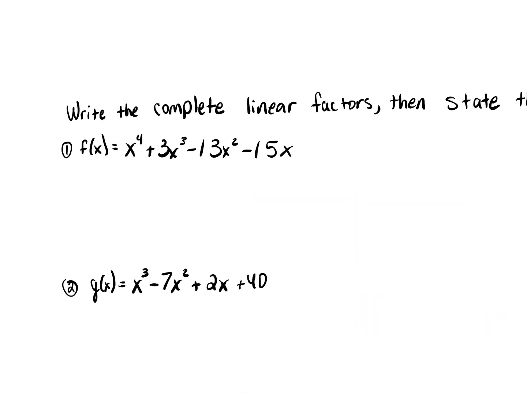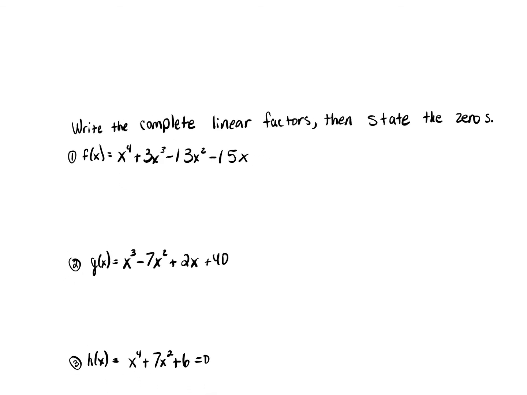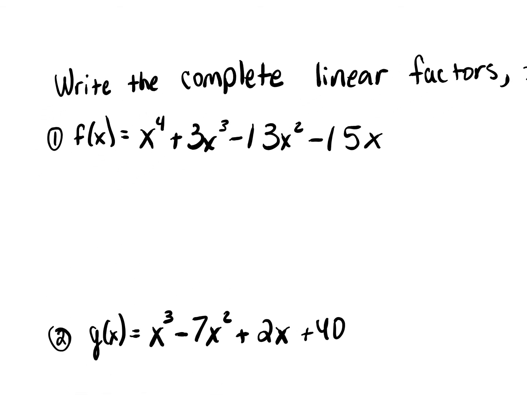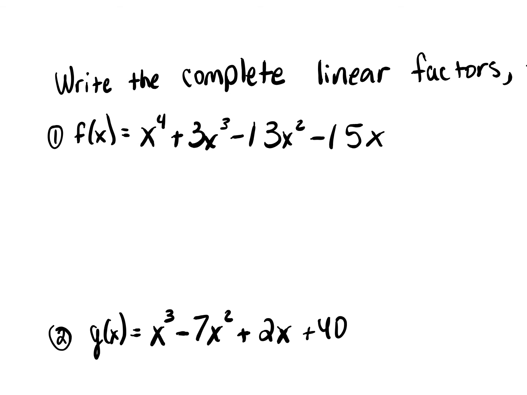All right, let's look at example 1. We have to write the complete linear factors and then state the zeros. How can I factor number 1? Greatest common factor is x, so I'm going to take out an x. I'm left with x cubed plus 3x squared minus 13x minus 15.